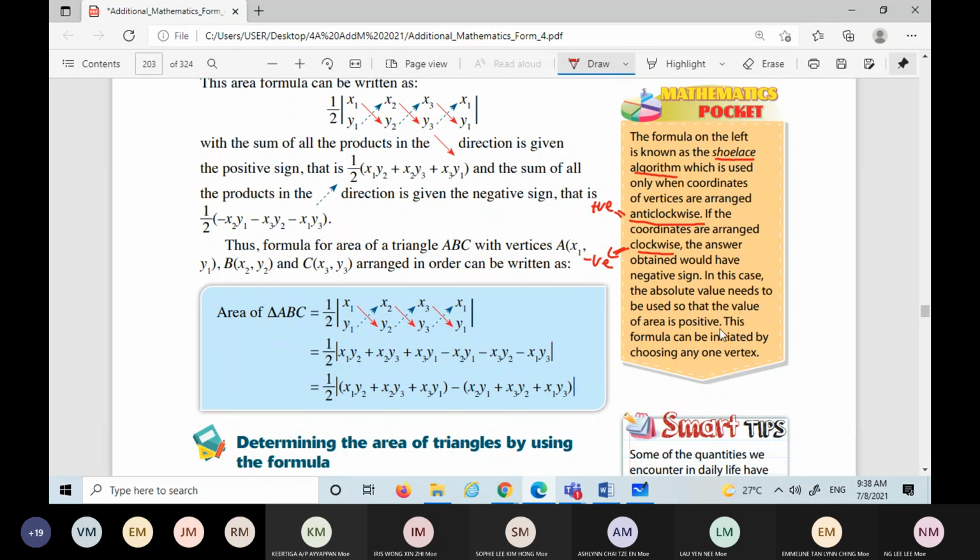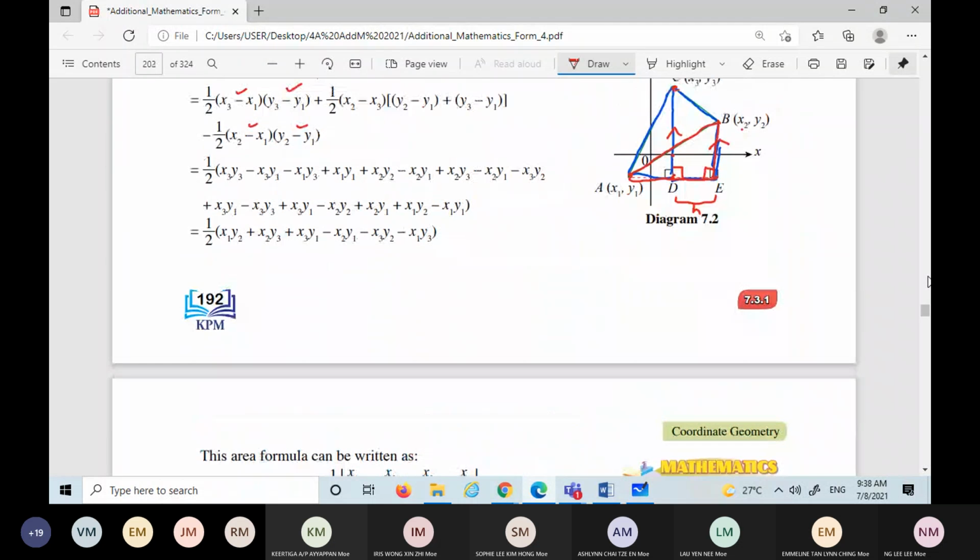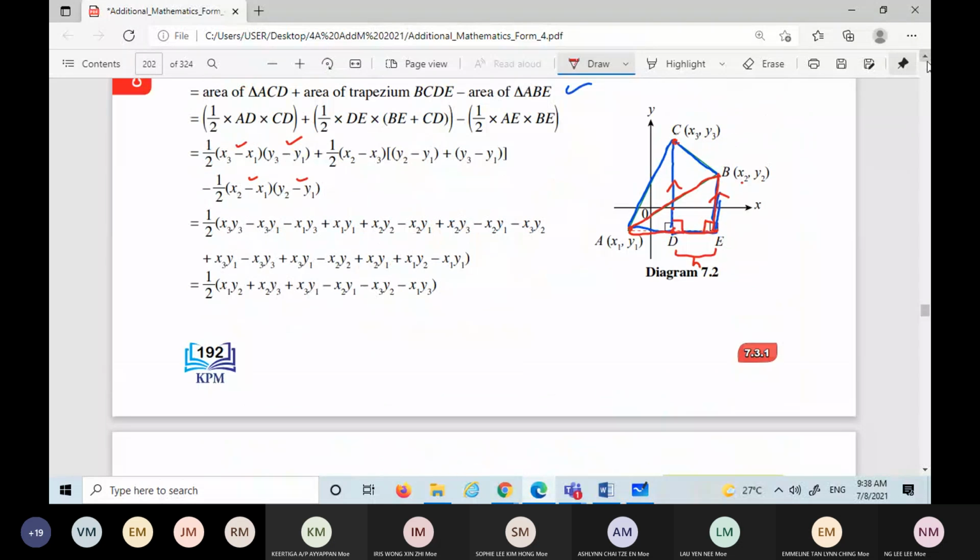This formula can be initiated by choosing any one vertex. Like the example just now, in this diagram, ABC, if you arrange it this way, it will be anti-clockwise. So the area that you get as the final answer should be positive. If you didn't get positive, it means something is wrong, you made a mistake in your calculations.